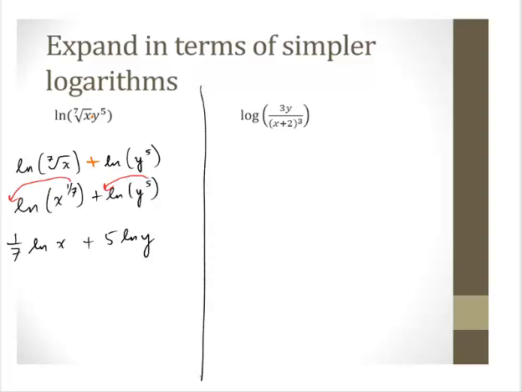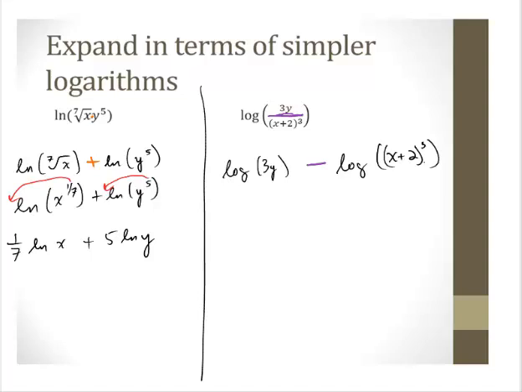Let's look at the second example. Write in terms of simpler logarithms the log of 3y over x plus 2 cubed. First thing that I'll do is I have this division. I can take this division and write it as a difference, a subtraction. So I'd have the log of 3y minus the log of x plus 2 cubed.